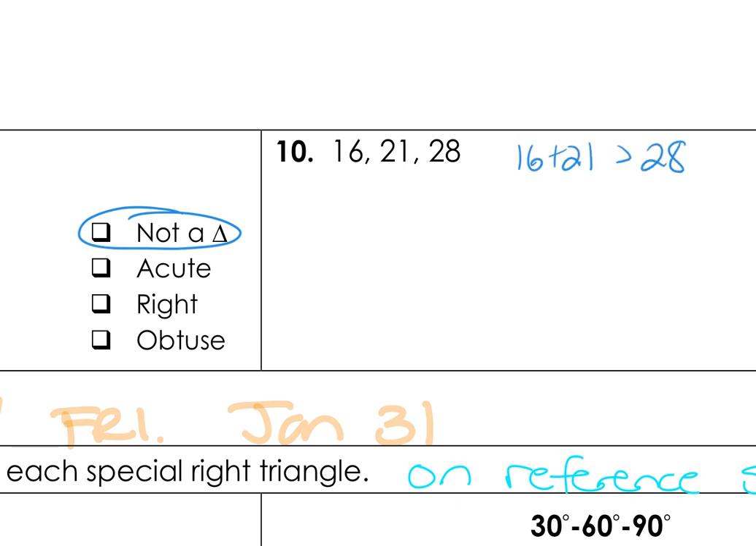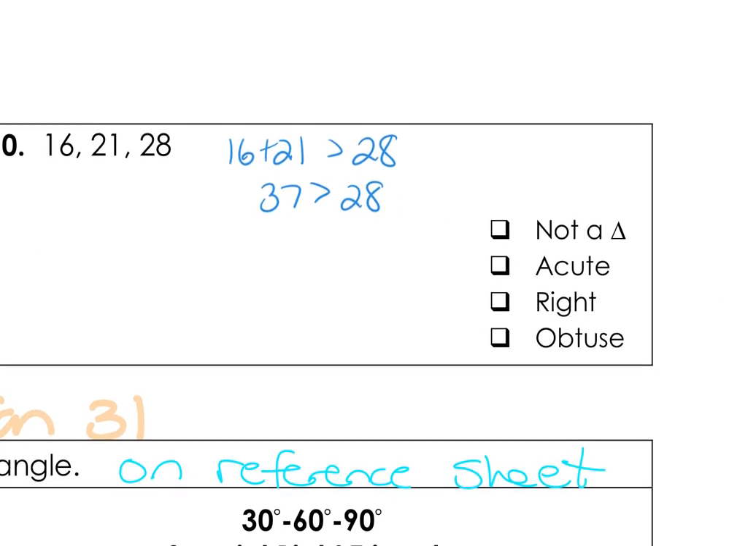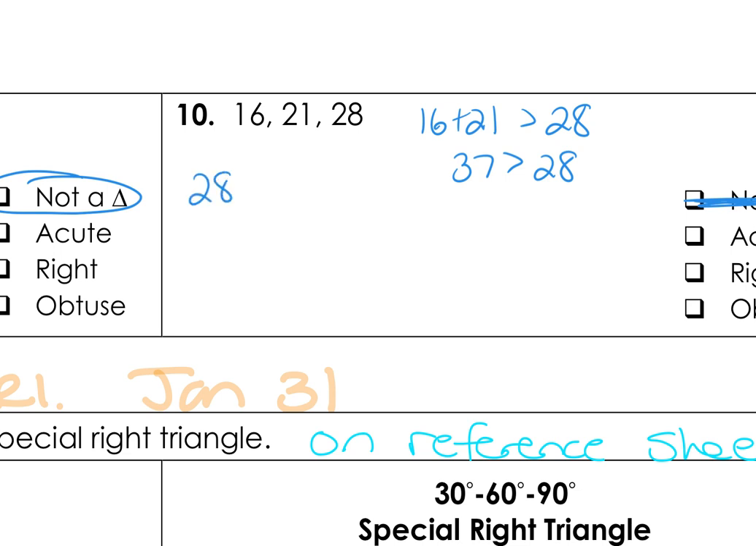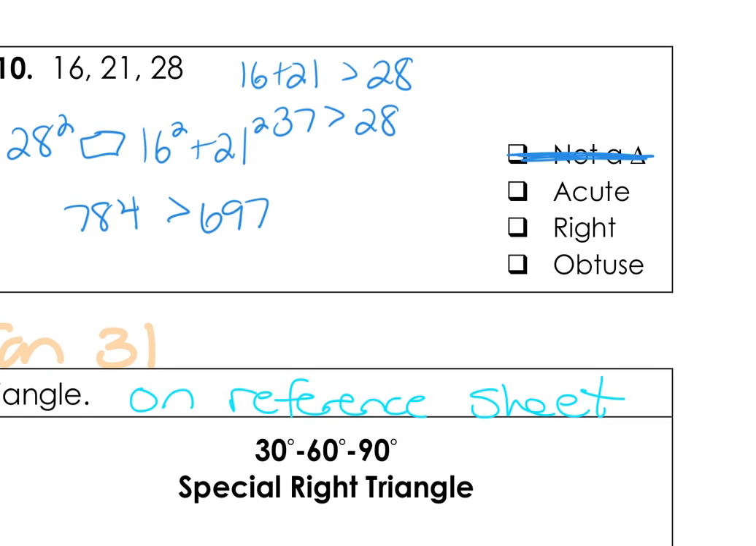Yeah, 16 and 21 gives you 37. That's bigger than 28. So I know it's going to be a triangle. And same thing, we're comparing c squared to a squared plus b squared. When you work this out, we get 784 is bigger than 697. That means it's obtuse. Everyone okay there?